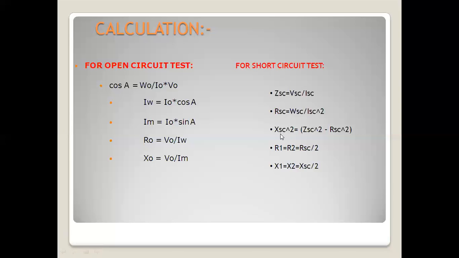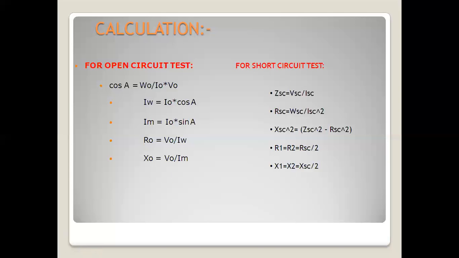So XSC square is nothing but ZSC square minus RSC square, or we can write XSC equal to root over of ZSC square minus RSC square. So R1 or R2 is equal to RSC by 2, and X1 and X2 equal to XSC by 2. This portion is very much important because this is the copper loss. So this is I square R loss, that is I square R equal to WSC, the power that we have found from the short circuit test.